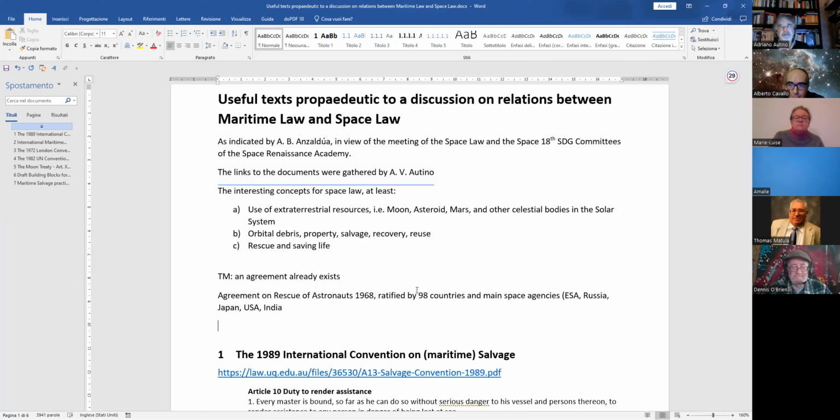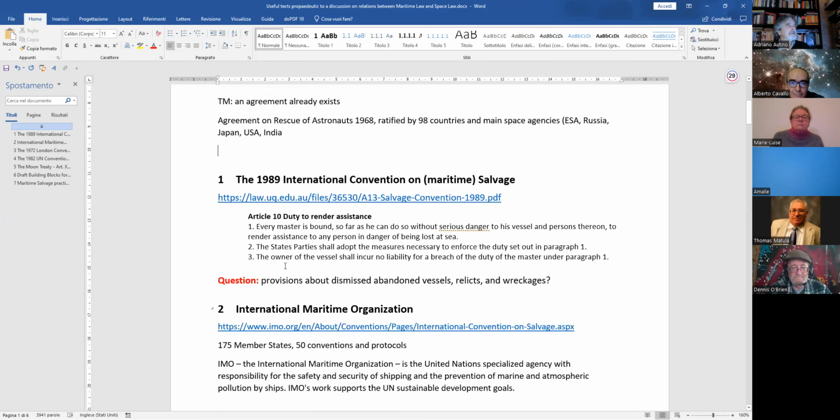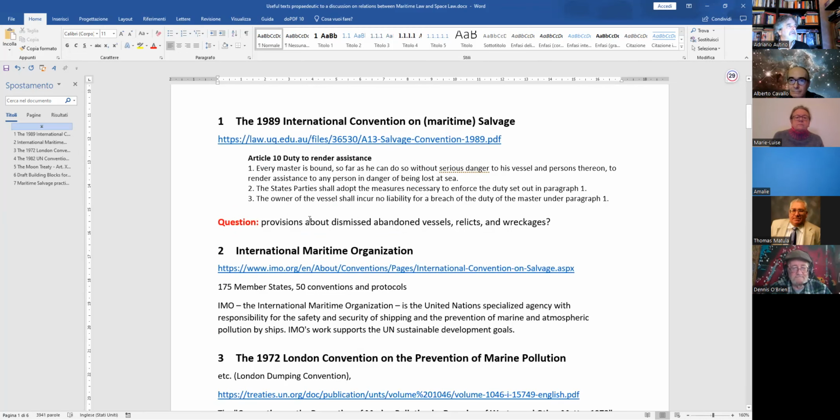Well, in these days, I have tried to understand a little bit more of the several documents that we have linked here. For instance, the 1989 International Convention on Salvage, Article 10, duty to render assistance. Every master is bound, so far as he can do so without serious danger to his vessel and persons thereon, to render assistance to any person in danger of being lost at sea. The states parties shall adopt the measures necessary to enforce the duty set out in paragraph 1, and the owner of the vessel shall incur no liability for a breach of the duty of the master under paragraph 1.